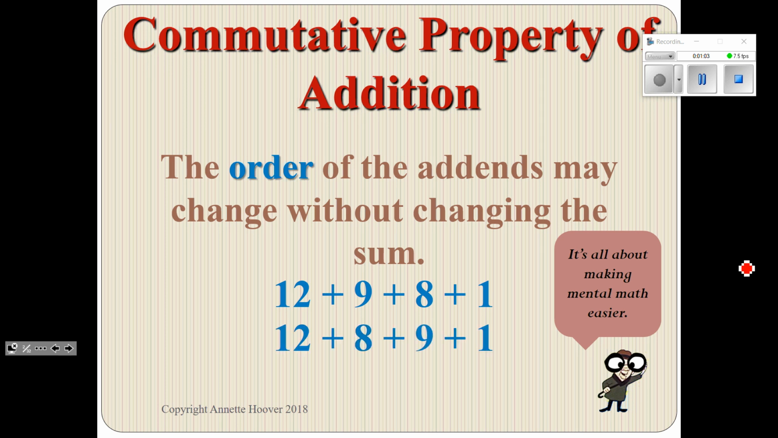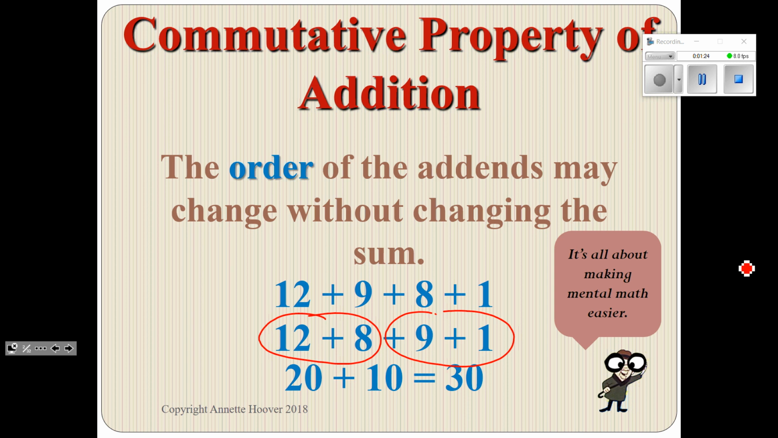So what if mentally we kind of rearranged it and grouped things together that make 10? 12 and 8 make 20. 9 and 1 make 10. So by mentally rearranging them, it's real simple to say that 8 and 12 is 20, 9 and 1 is 10, so the answer is 30. So it's just about making mental math easier for us.